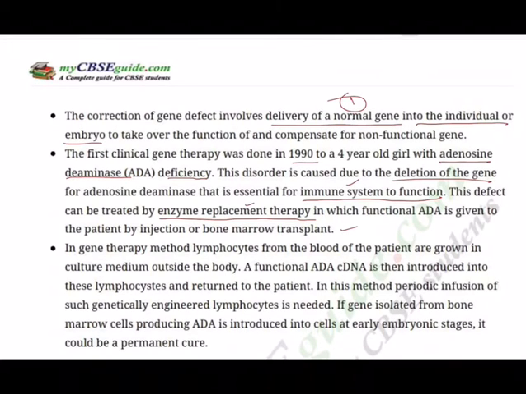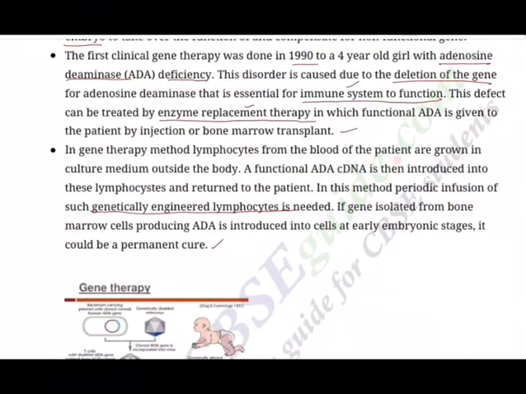So in this method, periodic infusion of such genetically engineered lymphocytes is needed. If the gene isolated from bone marrow cells, producing ADA, is introduced into the cells at early embryonic stages, it could be a permanent cure. Understood? So we have got two ways. One is enzyme replacement therapy and another is the lymphocytes with ADA cDNA. But every time the patient is to be given infusions.